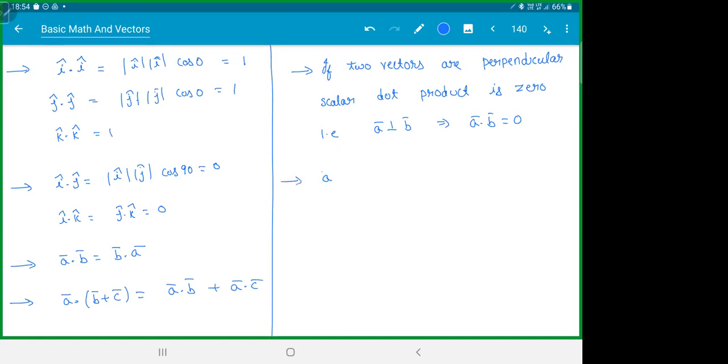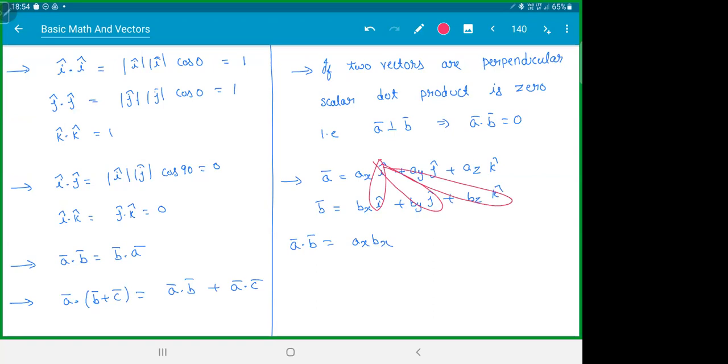So how do you find this actually? If you have A bar, which is AX I cap plus AY J cap plus AZ K cap, and B bar, which is BX I cap plus BY J cap plus BZ K cap. I'm taking some random vectors here. If you do the dot product A bar dot B bar, you simply multiply. What will happen? AX into BX. Because remember, I dot I is 1, I dot J is 0, I dot K is 0. So all the unlike terms will become zeros. Only the like terms will be left over: AX BX, AY BY, and AZ BZ.